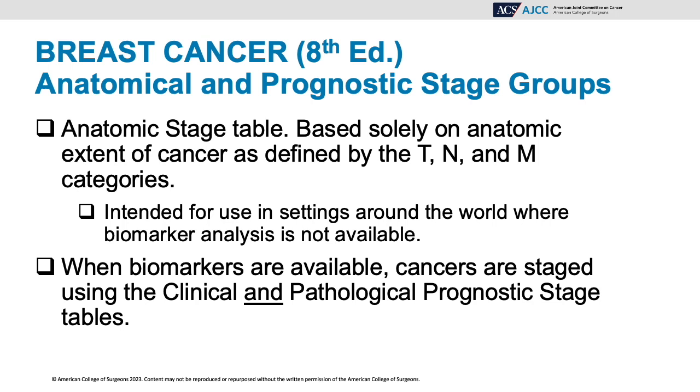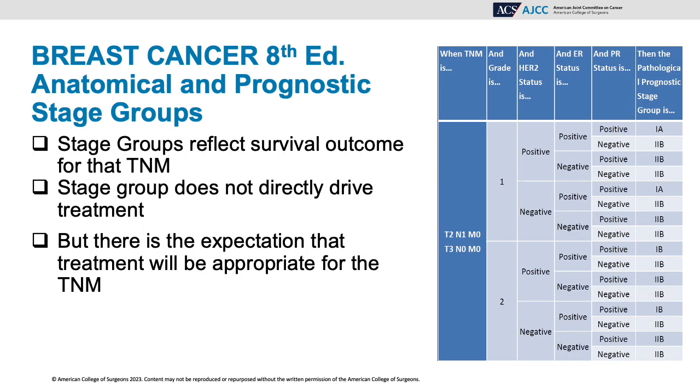Anatomic staging is based solely on extent of cancer and is intended for use in settings in the world where biomarkers are not necessarily available. However, in the US, where biomarkers are available, clinical and pathologic prognostic stage tables should be used. Here's an example from the 8th edition on the prognostic table, where you can see the T, N, and M are in the first column. They are then modified by grade, HER2 status, ER status, and PR status. Based on all of those, you can derive the stage grouping.